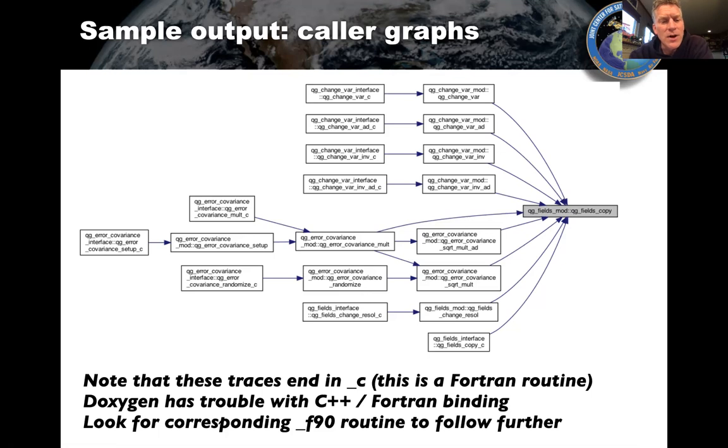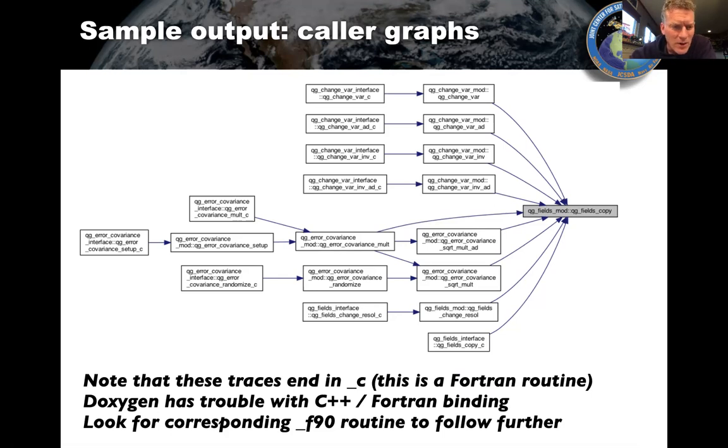And so this is what I was talking about in terms of Doxygen not understanding the C++ Fortran binding. If you follow this call graph over to the left, you'll see that each one of these lines ends in a Fortran function name that ends in _C. That is bound to a C++ function that Doxygen has trouble following.